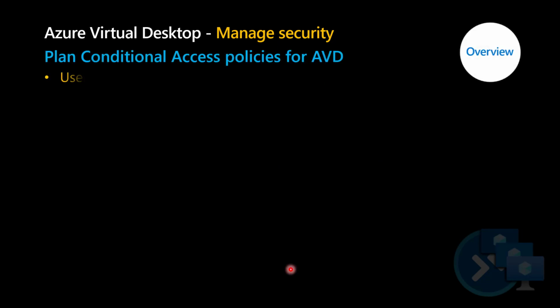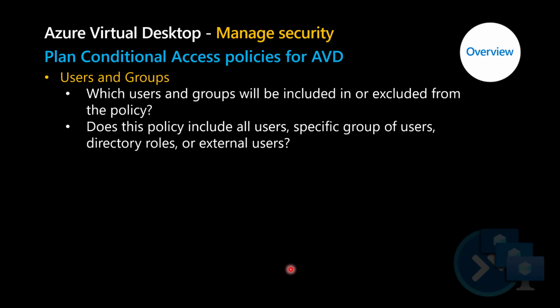When it comes to users and groups, you have to start by identifying the users and groups that will be excluded and included on the policy itself. If there is a requirement for a specific directory rule or external user, this has to be identified as well. When I say directory rule, I mean a specific access permission or a specific user role permission. Let's say this user is an administrator, or global administrator, or conditional access administrator. Those levels of directory roles will be included or excluded. This has to be in your questionnaire as well.